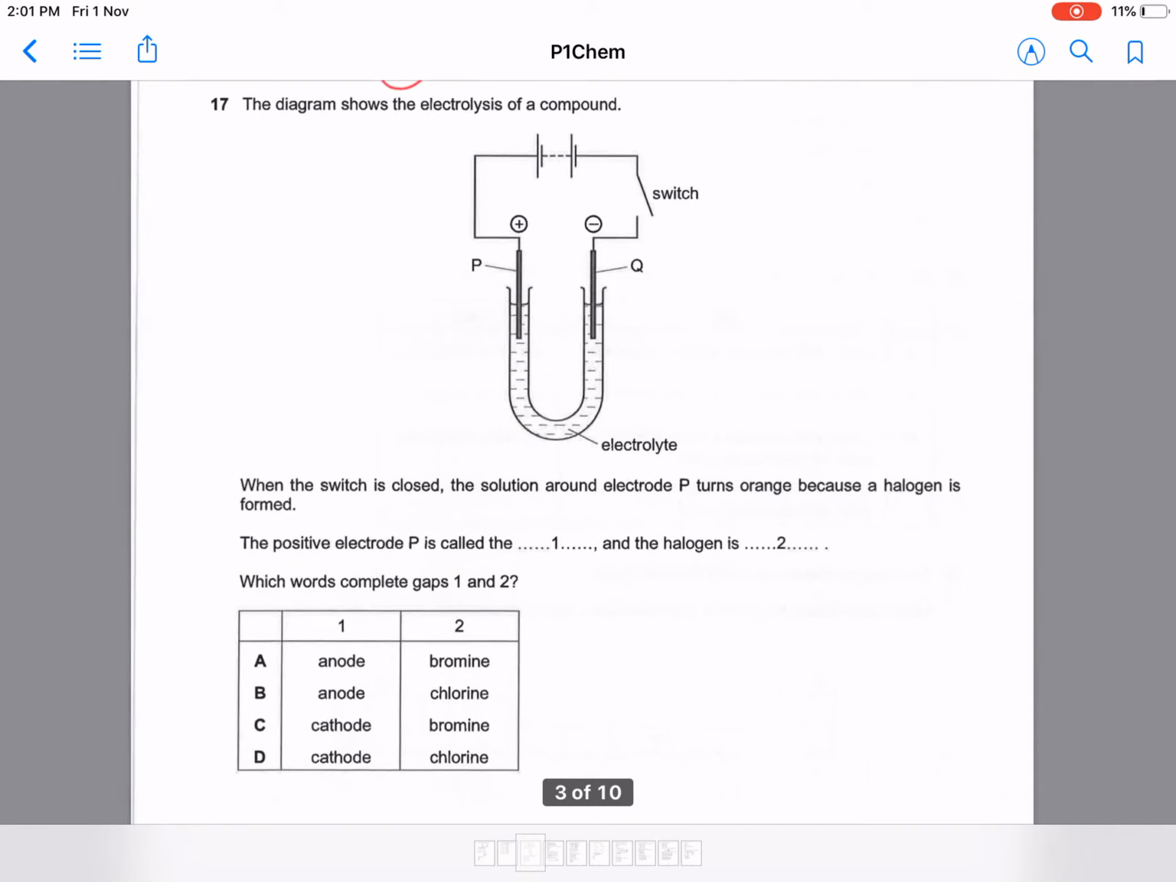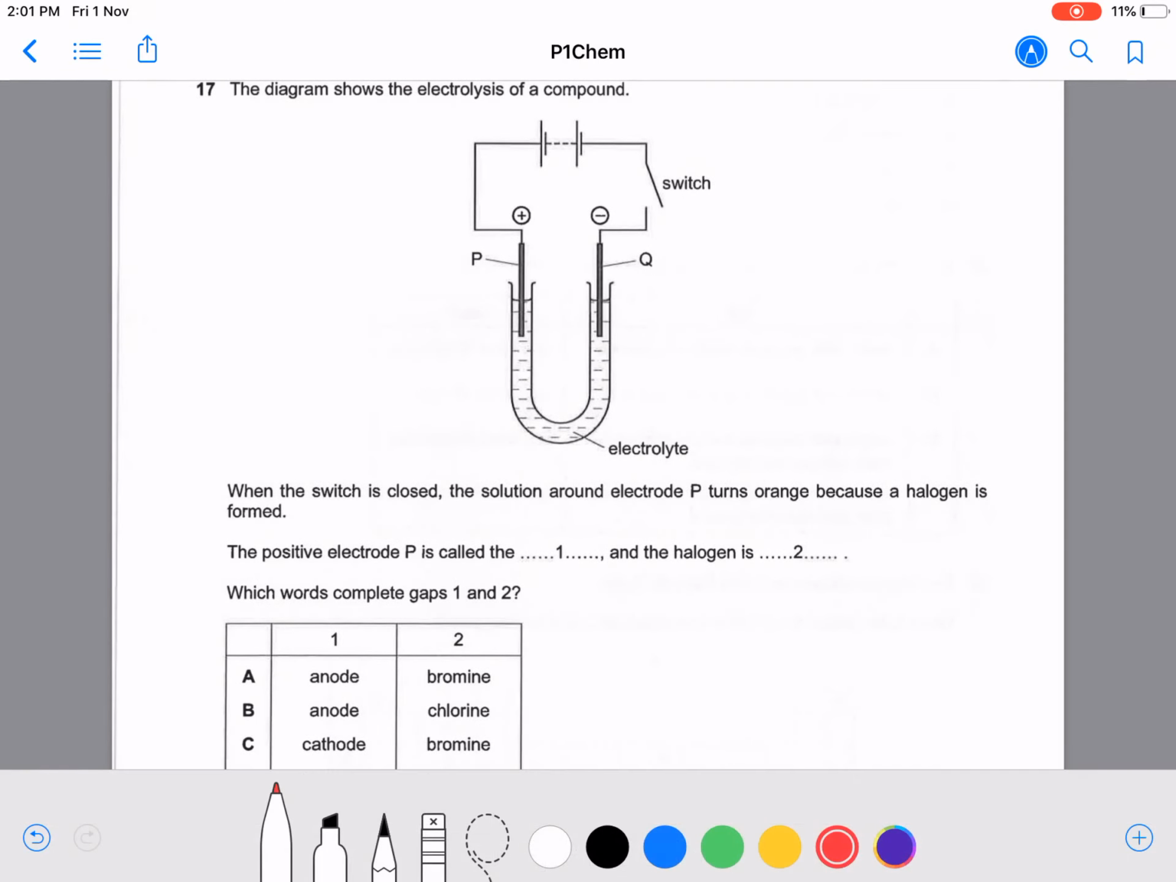17, the diagram shows the electrolysis of a compound. It doesn't tell us what compound it is, but it will give us some clues in a second. When the switch is closed, that will complete the circuit, allowing electrons to flow. The big one you can break in half and form into a plus. That is the positive electrode, which is the anode. The small one here is a minus sign, which is the cathode. When the switch is closed, the solution around electrode P turns orange.